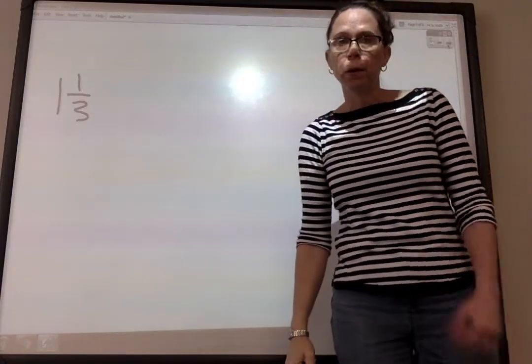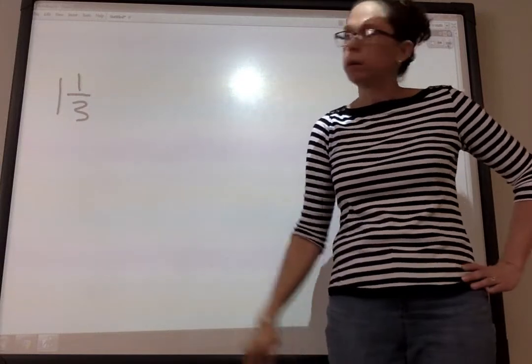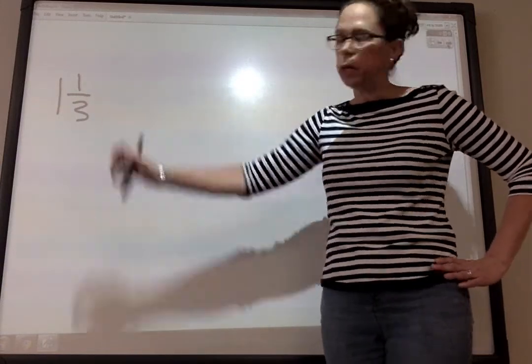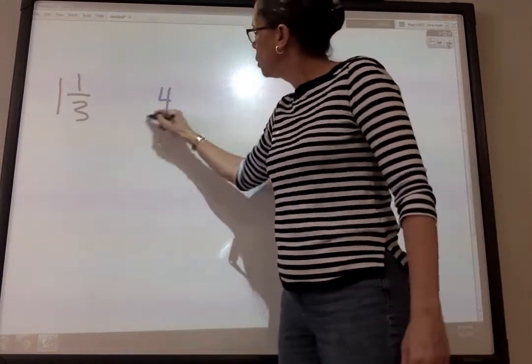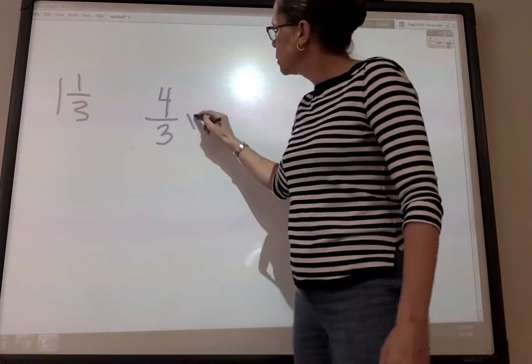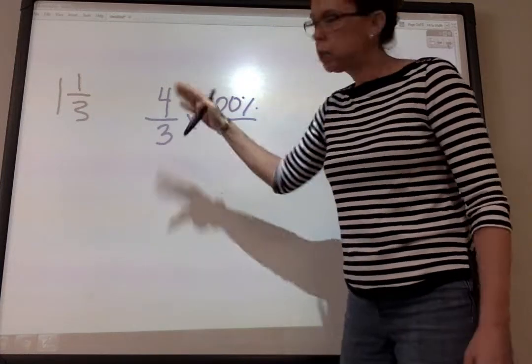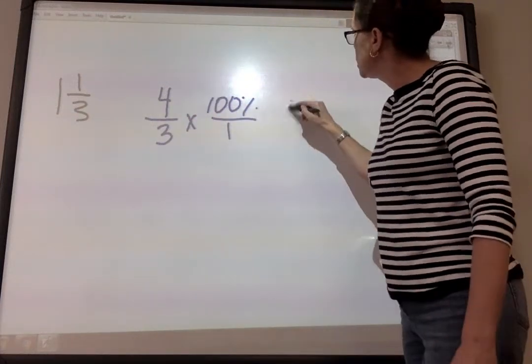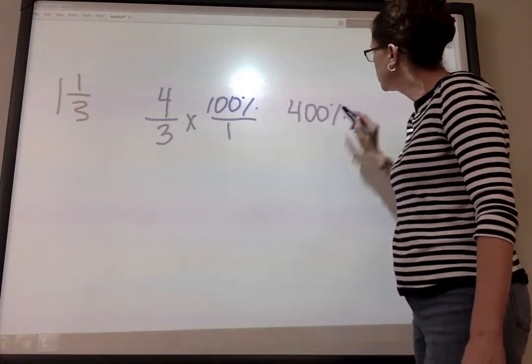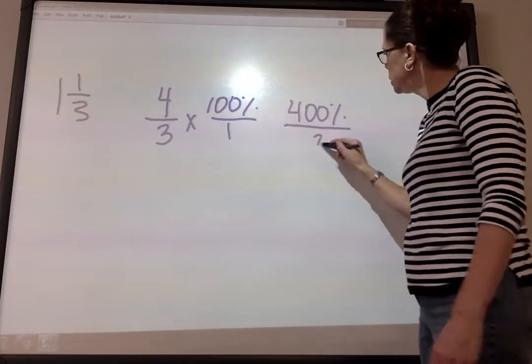1 and 1/3. We want to write 1 and 1/3 as a percent. Mixed number. Make it improper. 4 over 3. Multiply by 100%. I'm going to put it over 1 because this is a fraction. 4 times 100 is 400%. 3 times 1 is 3.